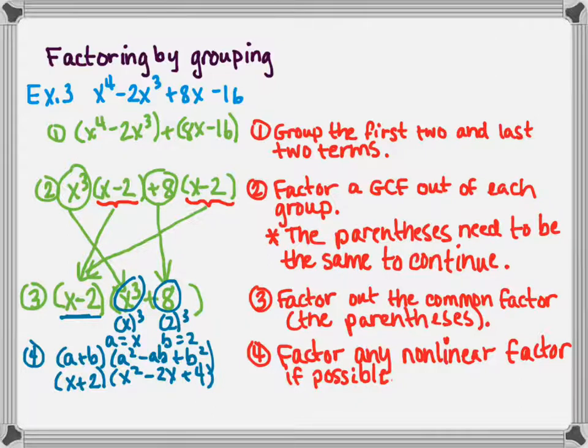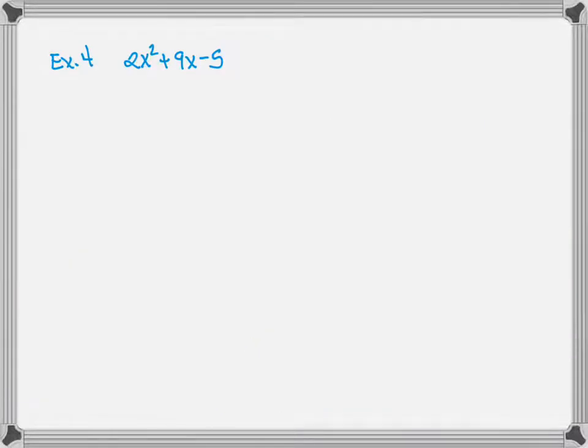And I also had a factor out in front, and that needs to go out front here. So my final factoring for example 3 is x minus 2 times x plus 2 times x squared minus 2x plus 4. Let's look at one more example.